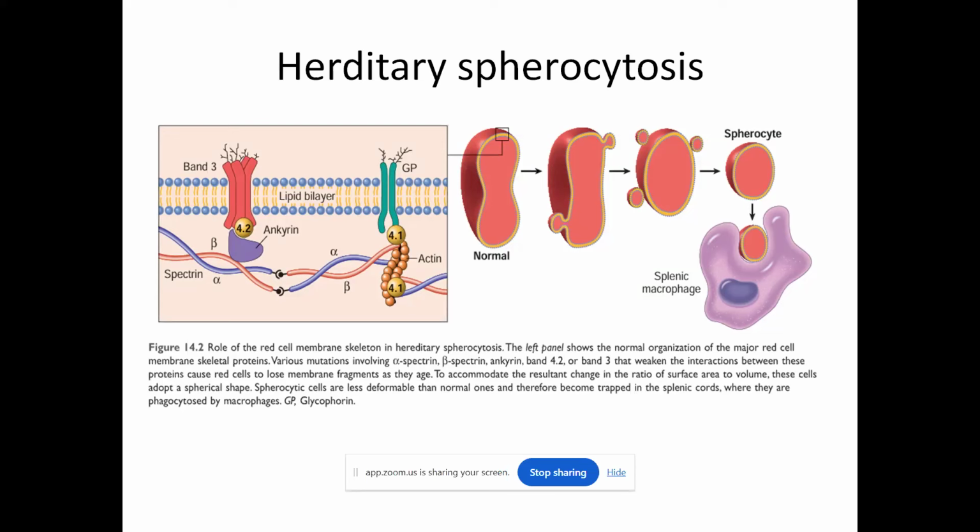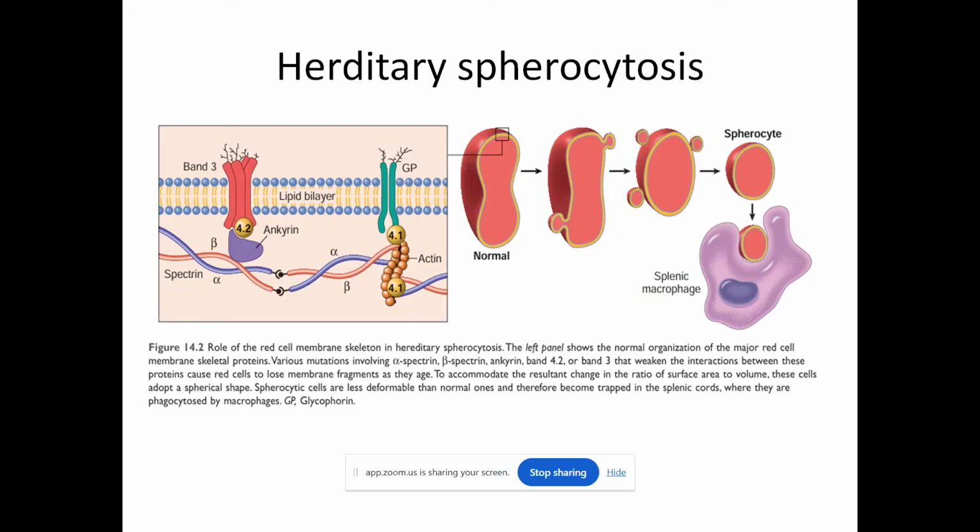Due to the abnormal protein production, when these RBCs go through the small tiny sinusoids, the flexibility will not be there. So a small amount of membrane will be lost during each passage. Due to this loss of membrane, there will be a decrease in surface area and more volume. So the surface area to volume ratio is deranged, which produces the spherocytic shape of the cells.